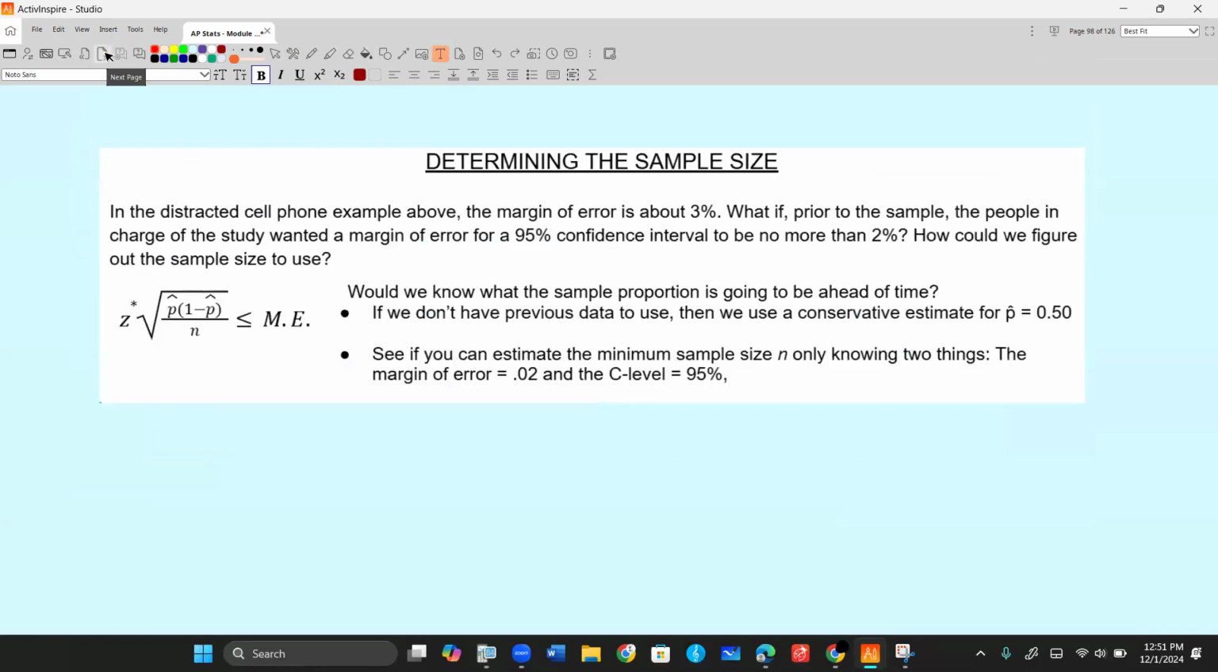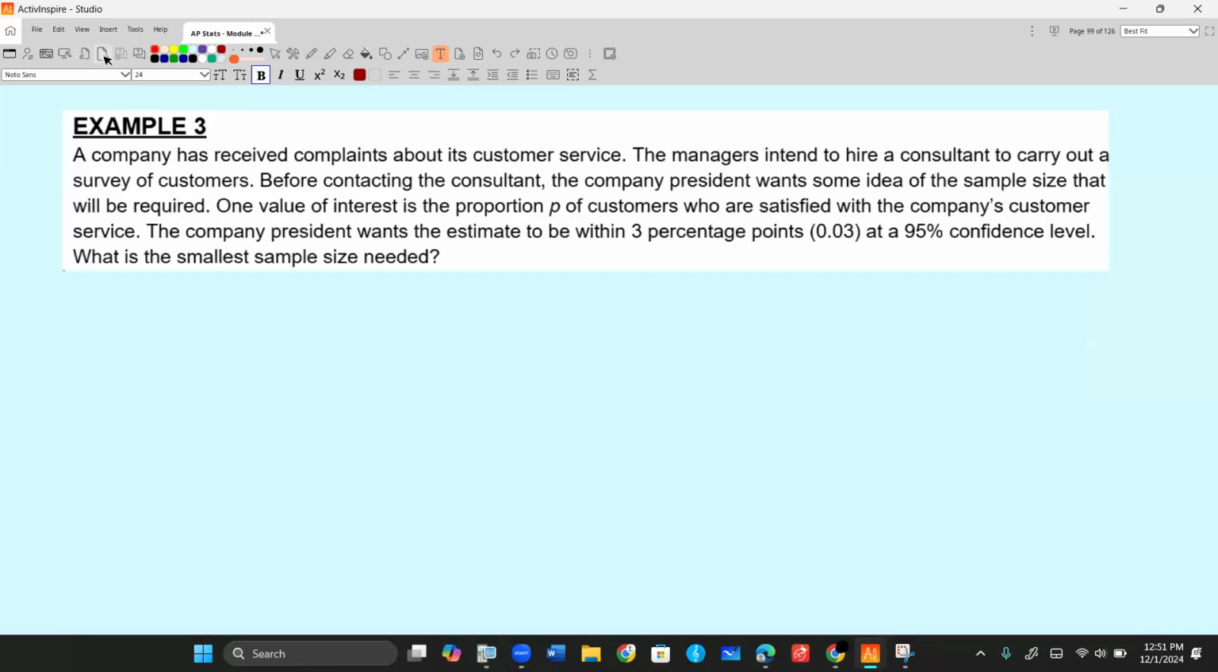Finally, this is probably the trickiest part because it's going to involve some algebra. Sometimes we're going to have to estimate a sample size based off of what our margin of error should be and our confidence level should be. And here's some information about it. So how to figure out the sample size based off of maybe a previous situation is going to be a little tricky. So let's do a different example instead. And I'm going to do this one way before I solve it, just playing around with the numbers so you can see what's going on.